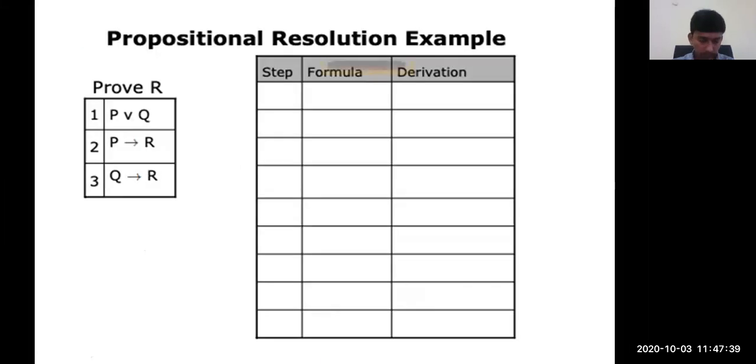So this is what we'll discuss in today's session, about problem solving with respect to the resolution method. That is propositional resolution problem solving. Here you can see the question: from the given premises 1, 2, 3. That is P or Q is premise 1, P implies R is premise 2, Q implies R is premise 3. These three premises are given, and you need to conclude the solution as R.